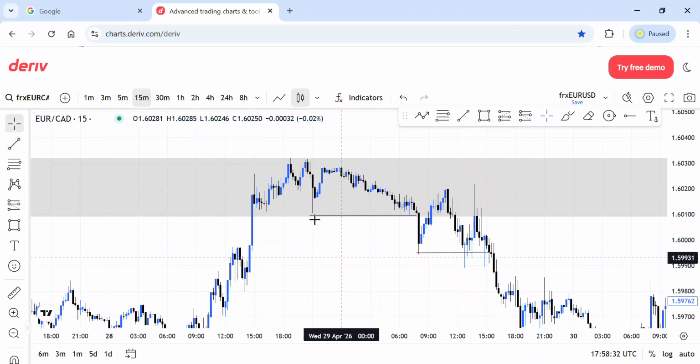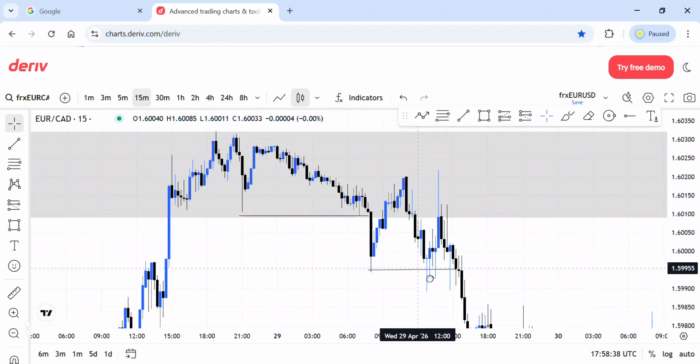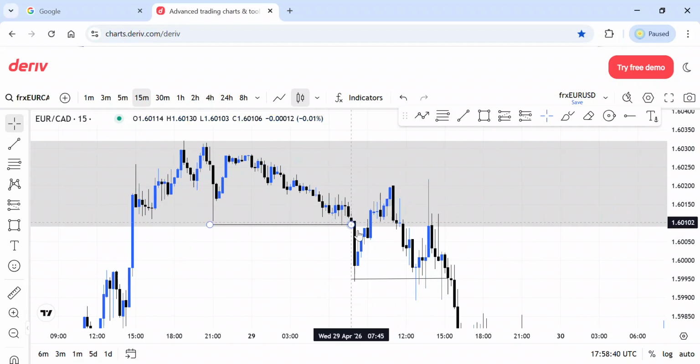So if you want to sell, you can sell after this CHoCH, or you can sell after the BOS. If you want to sell after the CHoCH, we can see we have a fair value gap here. So this is going to be our supply zone on this 15 minute time frame.